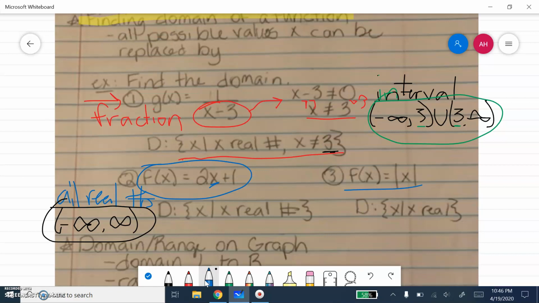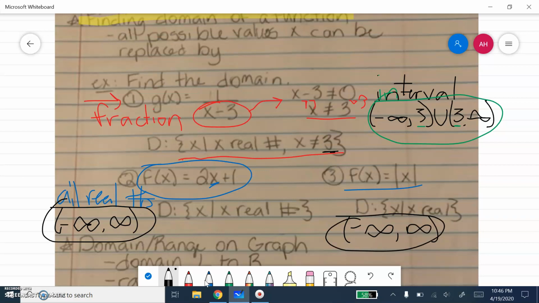Absolute value can be anything, so it doesn't matter. Again, x is a real number. So to write that in interval notation for MyMathLab, you would just do negative infinity, comma, positive infinity, and close the parentheses, and that would be your answer.